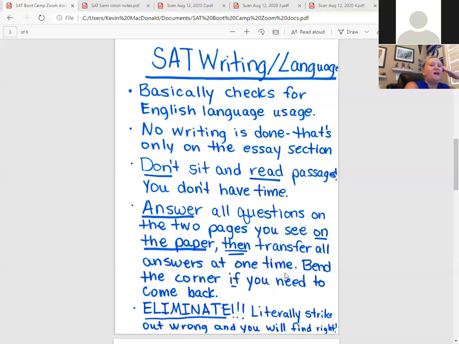Eliminate. I cannot stress this strongly enough in this particular section, the English writing language section. If you don't eliminate, you absolutely are spending too much time. So the other thing I want you to do when you eliminate is completely strike that line through. Trust me, I've done the research. Your brain still tries to read those answers unless you strike that line through. Please strike the line through.